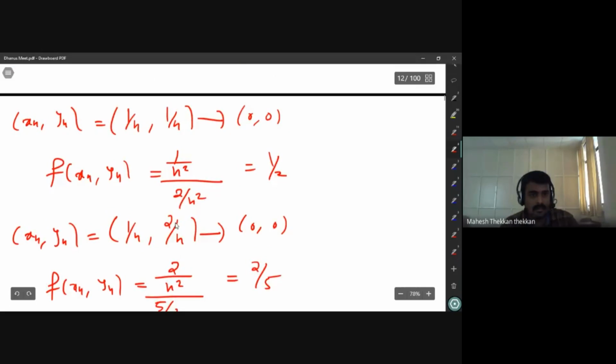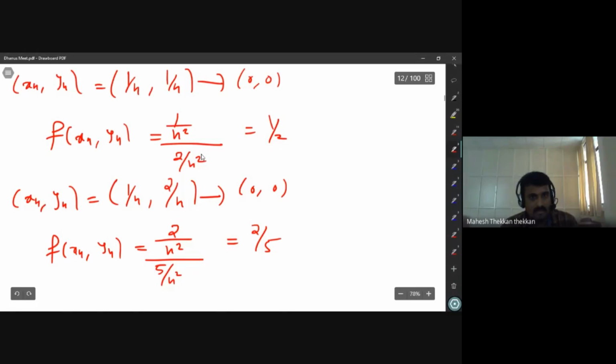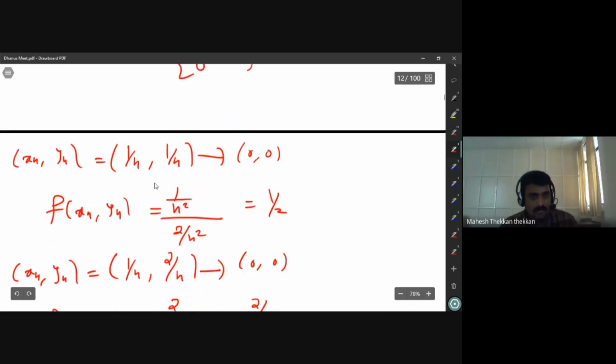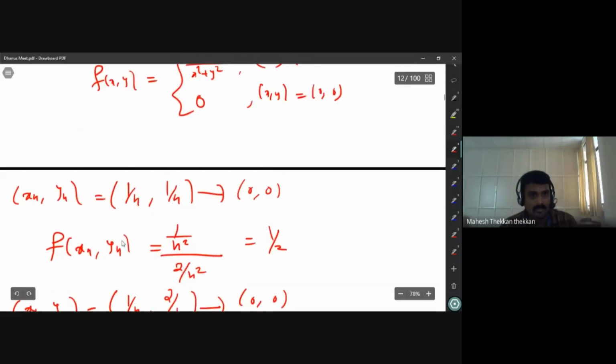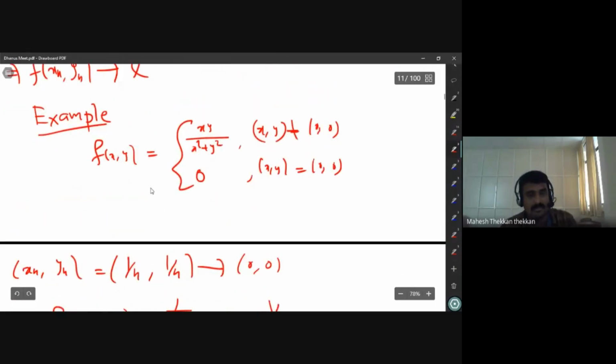But see here, we have two sequences. One is (1 by n, 1 by n), which converges to (0, 0), but f of (xn, yn) converges to 1 by 2. Another sequence is (1 by n, 2 by n), which converges to (0, 0), but f of (xn, yn) converges to 2 by 5. What this actually means is that you will not find a unique value for such sequences. So the limit at (0, 0) does not exist, and f is not continuous there.